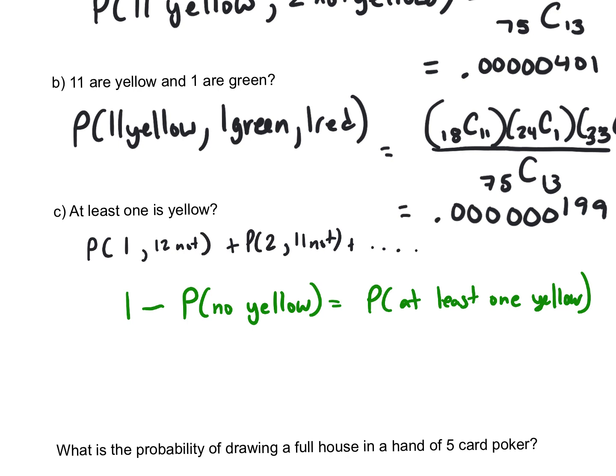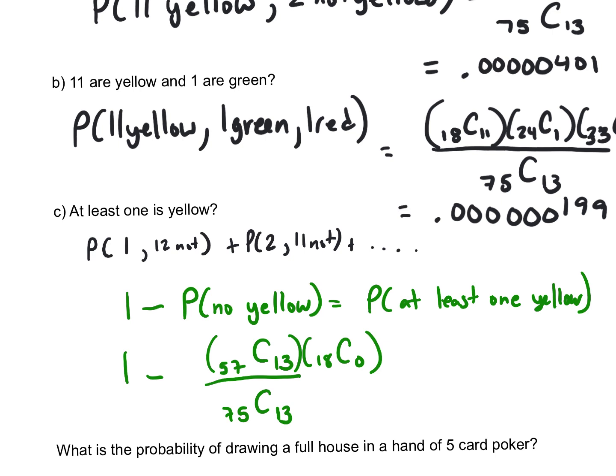So if I do the probability of no yellow, well, I want them all to be from the not yellow batch. So it's 75 choose 13 on the bottom. And if you recall, there were 57 not yellow, and so I just want all 13 from that batch. Now, if you want to be more specific, then you could also say 18 choose 0 because I want none of the yellow. But anything choose 0 is 1, so you're multiplying it by 1, so it doesn't change anything. But if that keeps you accounting for the 75 total and the 13 plus 0, that is fine too.